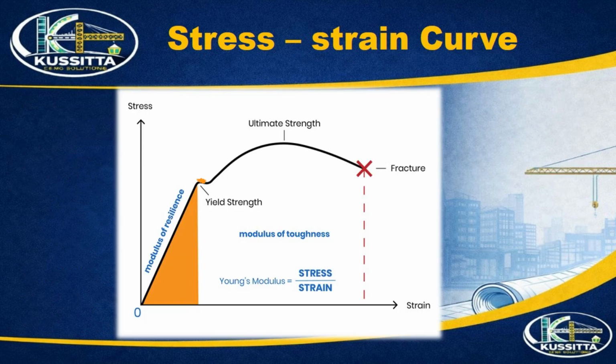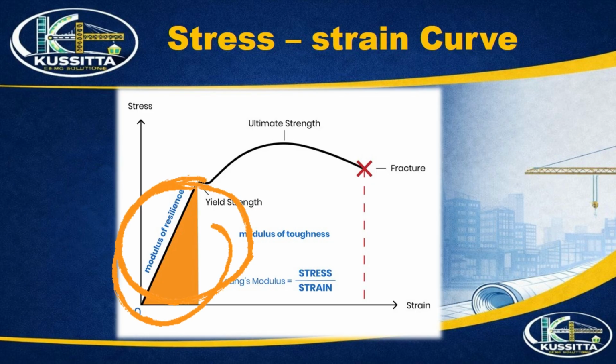Let's begin with the first region, the elastic region. Here, stress is directly proportional to strain. This means if we remove the load, the material returns to its original shape, no permanent damage. Think of a rubber band. Stretch it slightly, release it, it comes back. Structures are designed to work mainly in this region. Elastic behavior equals safe and reversible.